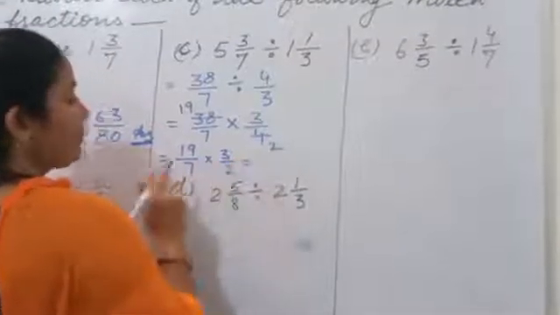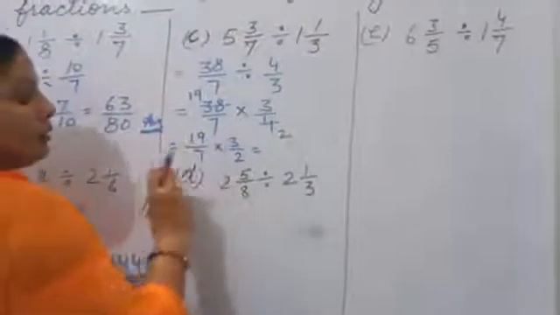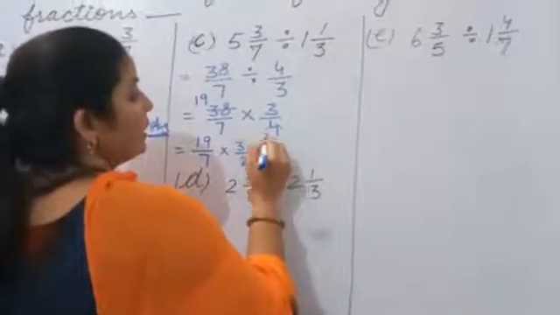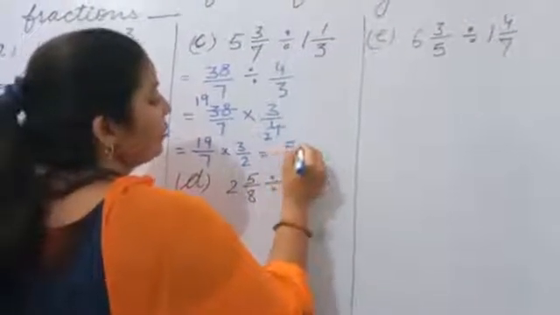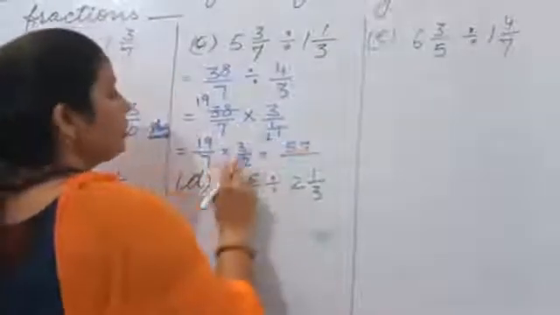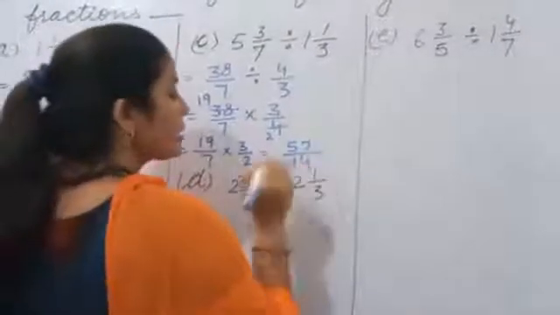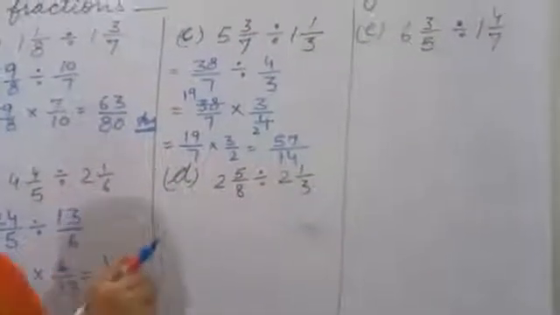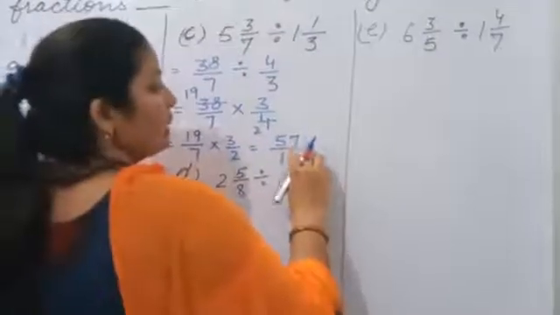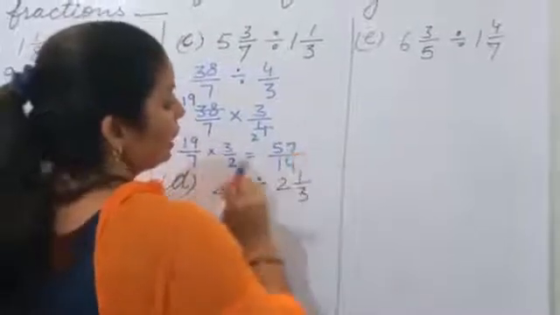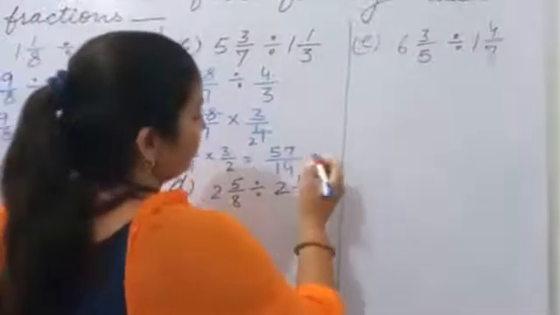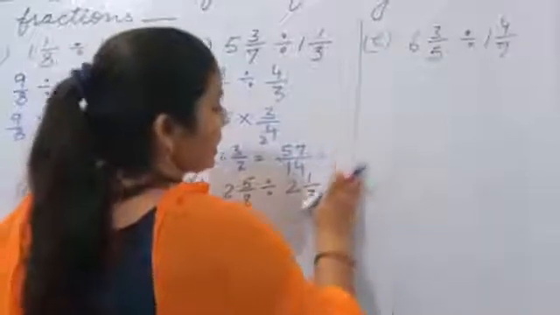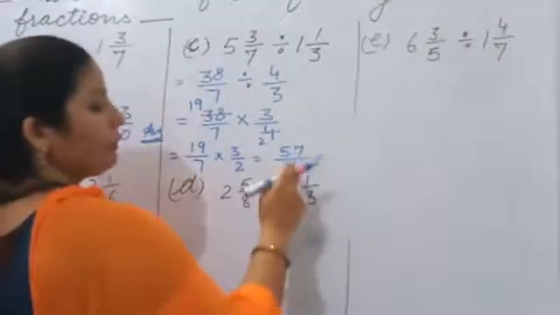Now numerator multiply by numerator. 19 threes are 57, and 7 twos are 14. It is an improper fraction, so we change it into mixed. So 14 threes are 42, and 14 fours are 56. So 57 divided by 14.